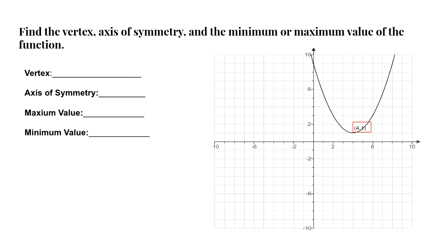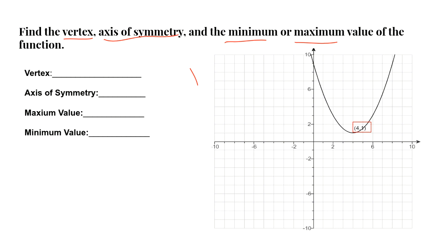Now I'm just going to throw you into the fire. So we have this graph, and we need to find the vertex, the axis of symmetry, and if there is a minimum or maximum value, and it's only going to be one. It's either going to be a minimum value or a maximum value. So it's just going to be either or. You don't have two.